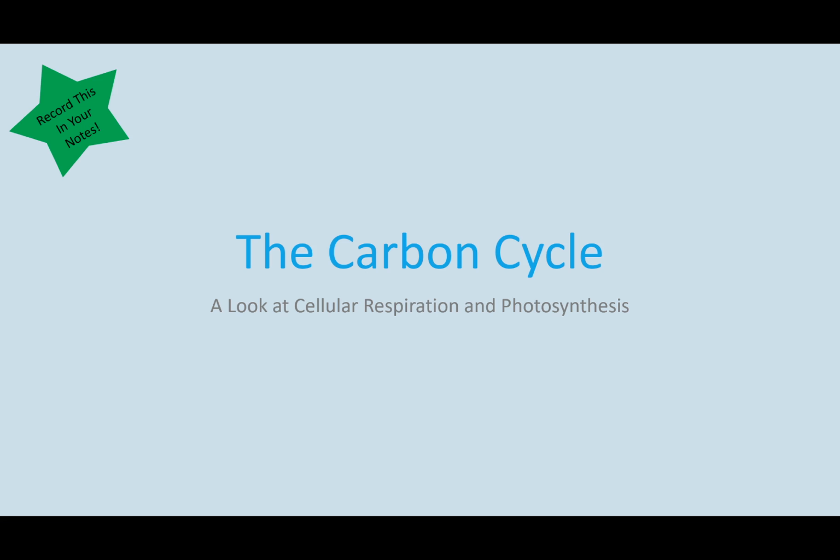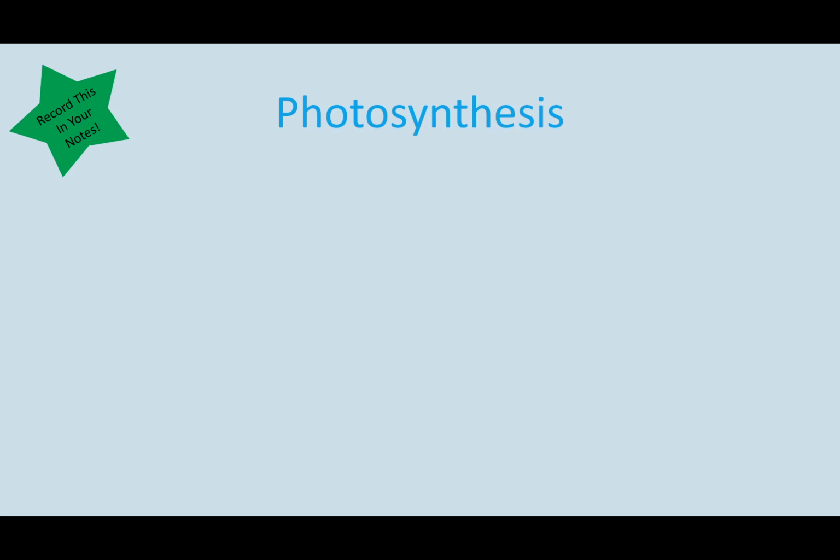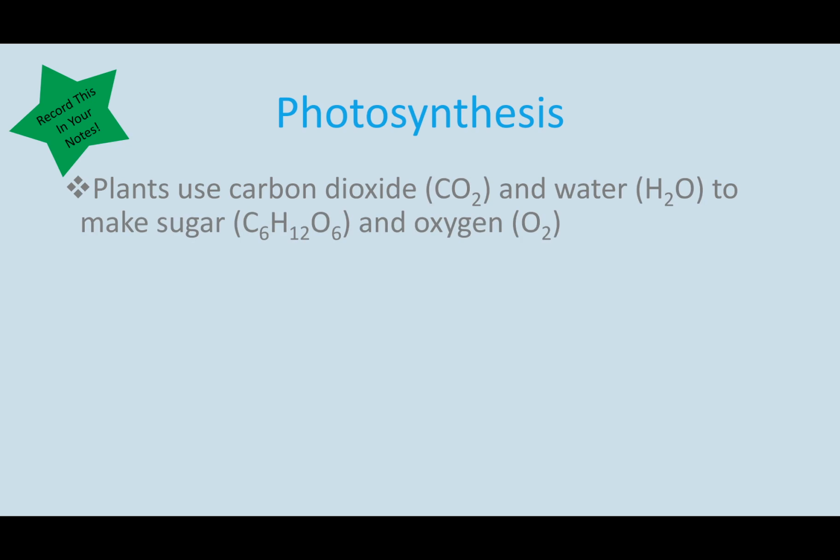As well as looking at the carbon cycle, we're just going to be taking a look at cellular respiration and photosynthesis because these are two important processes in the carbon cycle. So photosynthesis is the method that plants use to gain nutrients. What they do is they take carbon dioxide, or CO2, and water, and they use that to make sugar, which is their energy or their nutrients, and oxygen.